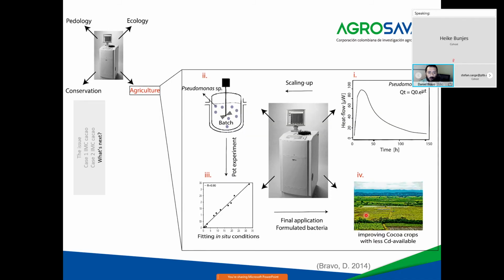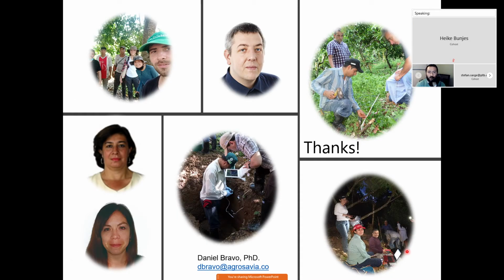So in that way, what's next? We want to use both cadmium-tolerant bacteria and the biocontrollers to produce bioproducts, to scale the production, and at each stage of the evaluations, we have the idea to use calorimetry as the core of our research to get improving cocoa crops in our country with less cadmium available and with less diseases. So I'm arriving at the end of my presentation.